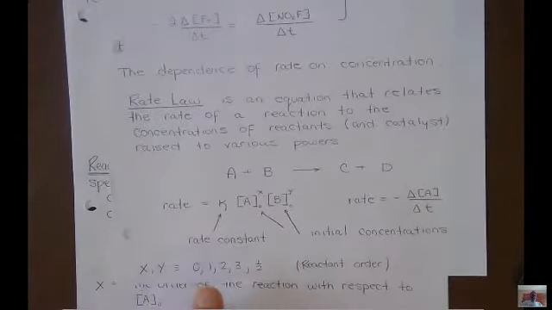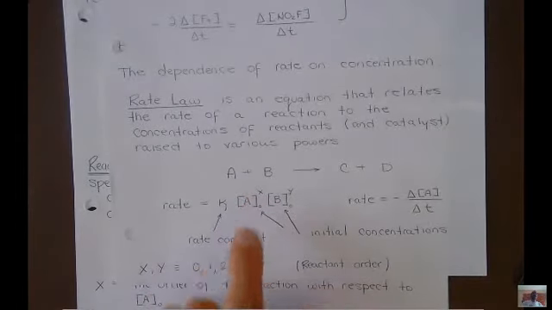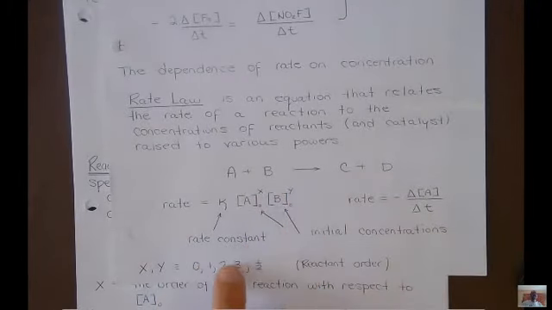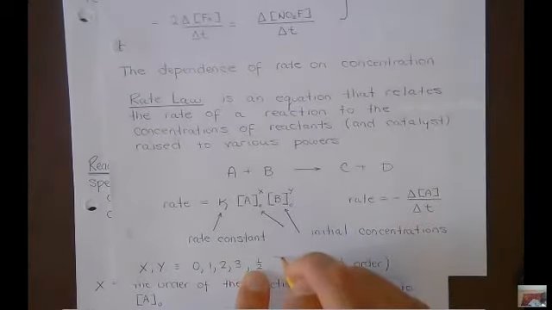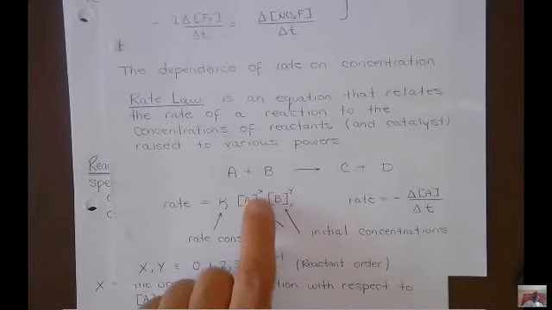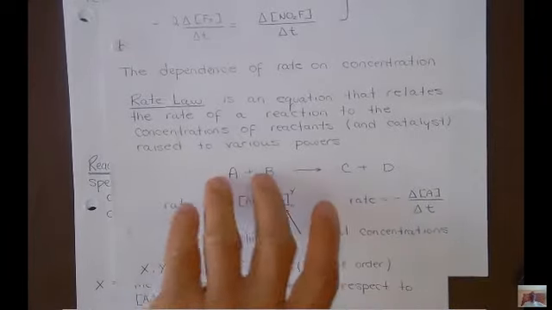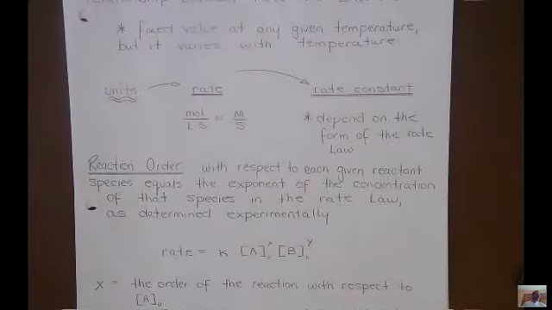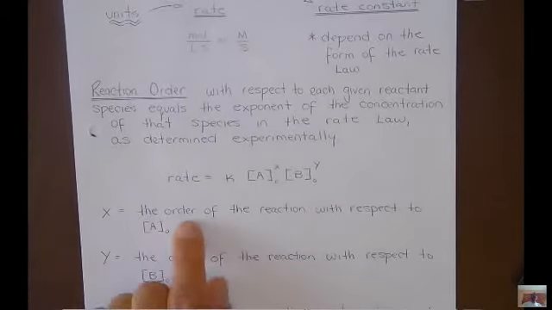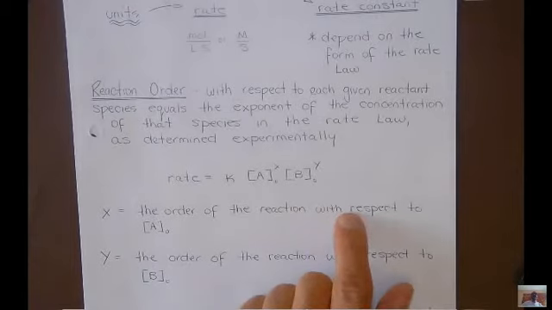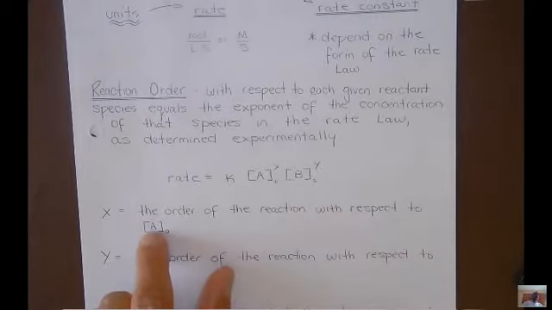So mostly, you're going to have things being first order, second order, 0 order. Very rarely you will have 3. Once in a while you have -1, and once in a while you'll have 1/2. So when someone's talking about the order of the reaction, they're talking about the X's and the Y's. Those are the individual orders of the reaction. X is the order of the reaction with respect to the concentration of A.